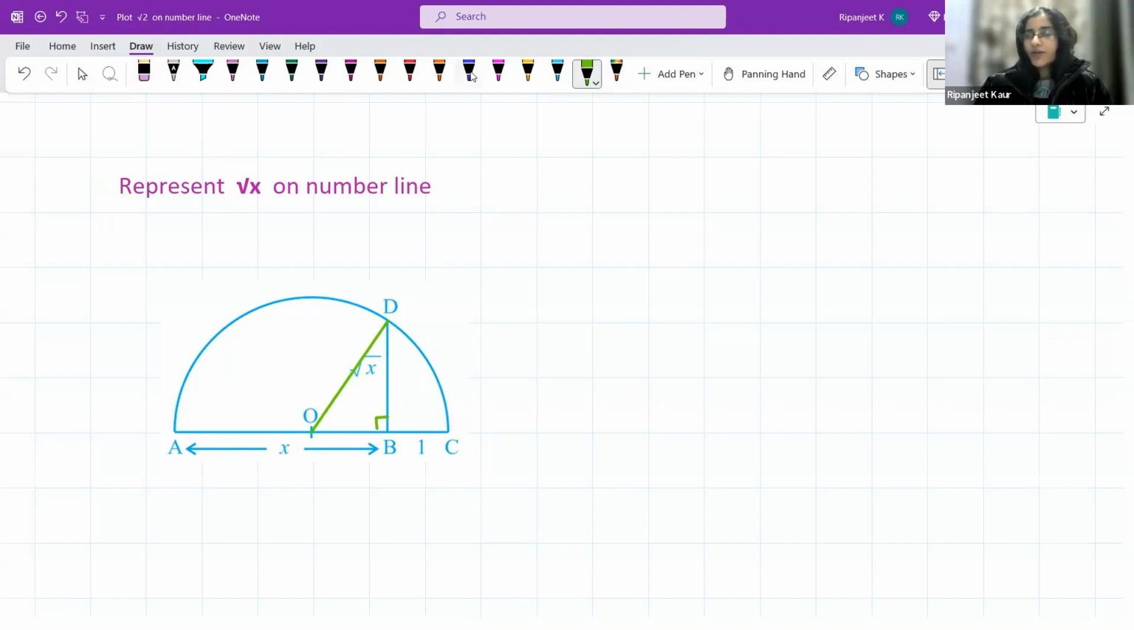And you remember, when there is a 90 degree triangle, right angle triangle, which theorem can be applied? Yes, Pythagoras theorem, right? And Pythagoras theorem is hypotenuse square is equals to base square plus perpendicular square, or perpendicular square plus base square, right? Hypotenuse is what? The line which is opposite to 90 degree. That is OD square equals to base is OB square plus perpendicular is BD square.